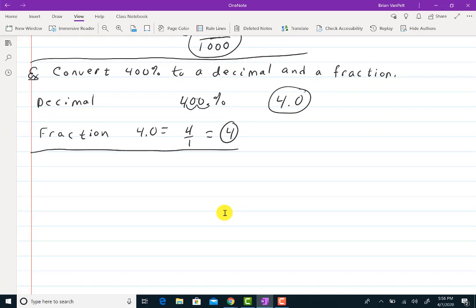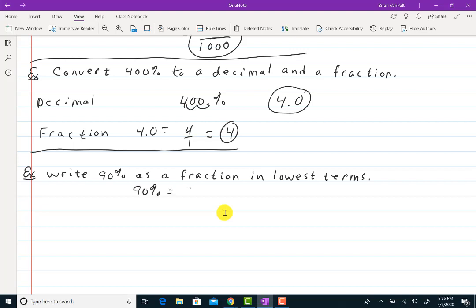Now let's look at some of these fractions. Let's write 90% as a fraction in lowest terms. So here, I like the idea of doing 90% is the same as 90 over 1 times 1 over 100. The 1% is equal to 1 over 100. And then you can simplify this. For example, 10 goes into 100 10 times, 10 goes into 90 9 times, and all you're left with is 9/10. And that's in lowest terms.